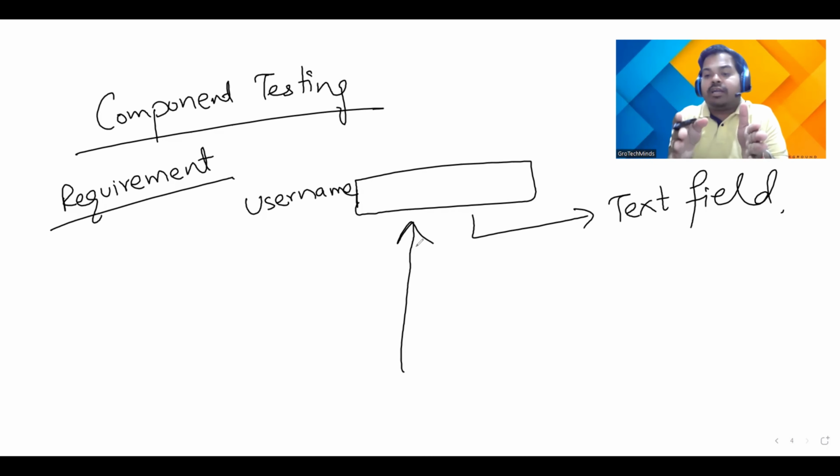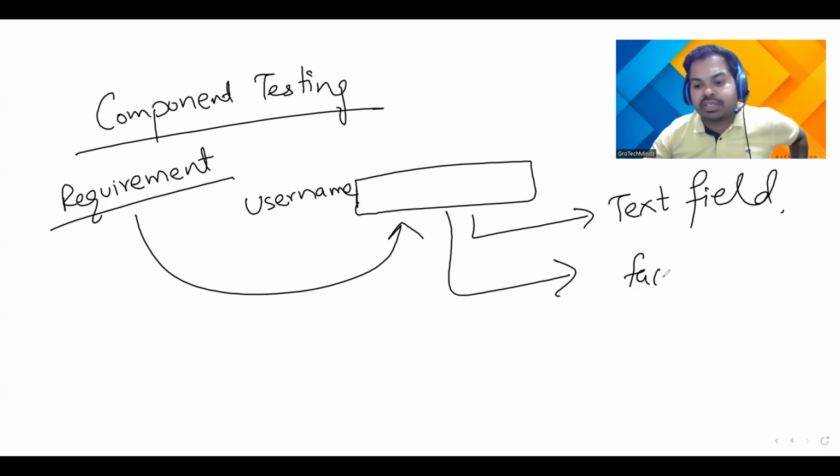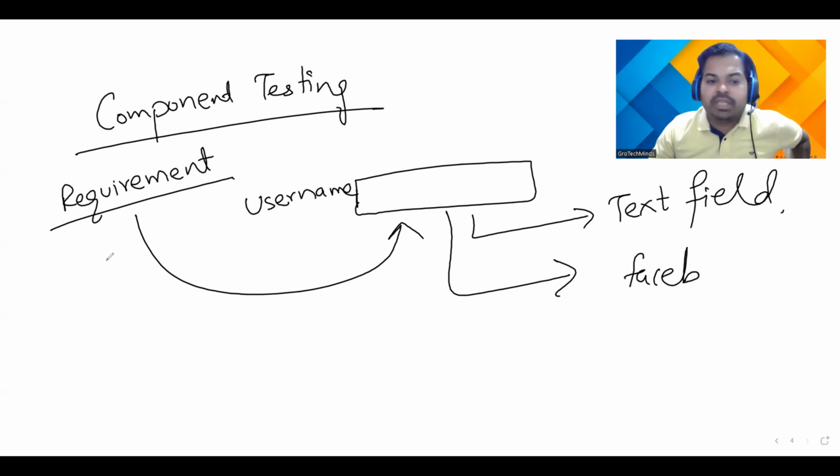Whenever you have any kind of application or component, the first question you should ask is what is the requirement of this particular username text field. Never assume that this username text field is of the Facebook application. Never assume that it is of the Amazon application. Don't do that. The first thing you must ask your interviewer is, please tell me the requirement. So you should be clear with the requirement.